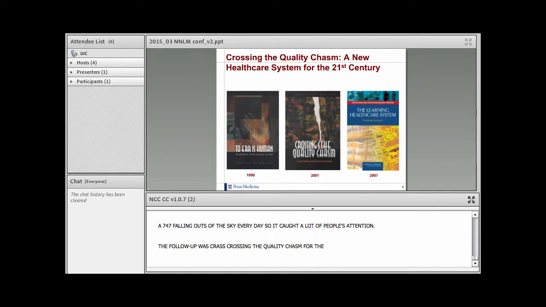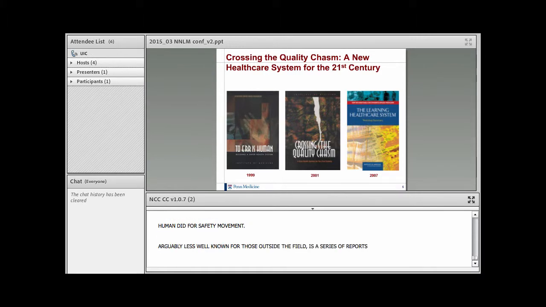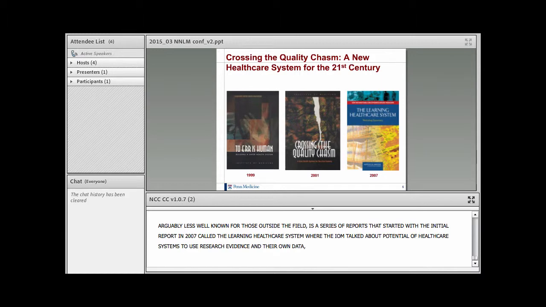More recently, and arguably less well known for those outside of the field, is a series of reports that started with this initial report in 2007 called the Learning Healthcare System, where the IOM talked about the potential of healthcare systems to use research evidence and their own data, particularly data in electronic health records, the available big data, to understand and improve their processes and improve the care of the patients that they're serving.